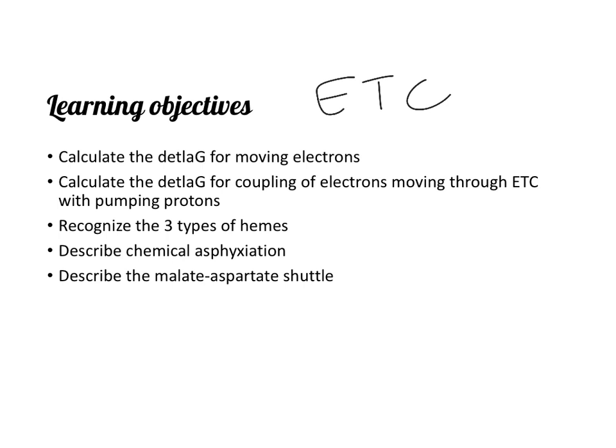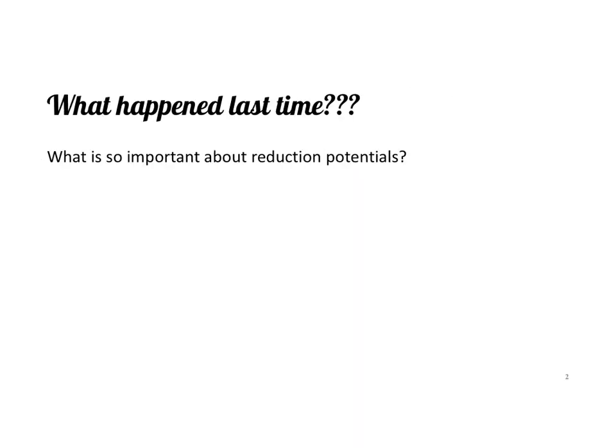Okay. After watching this video, you should be able to calculate the delta G for moving electrons. Calculate the delta G for coupling electrons moving through the ETC with pumping protons. Recognize the three types of hemes. We went over this last time, but I'm just going to bring it back up again because they go with chemical asphyxiation. And then we'll do the malate-aspartate shuttle.